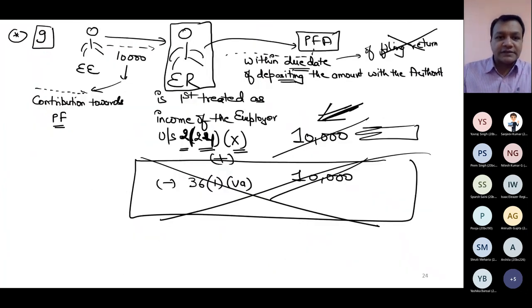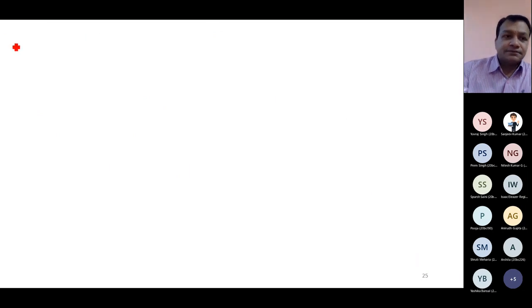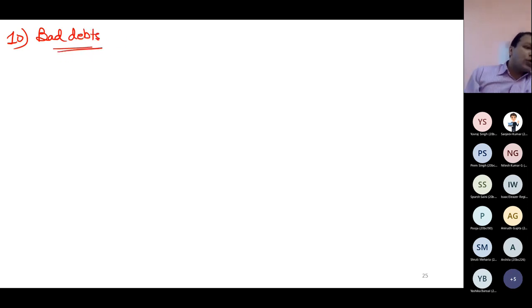10th point of section 36, bad debts. Bad debts are also allowed as deduction, but it is having some small calculation work. So you note down this line which I will write.